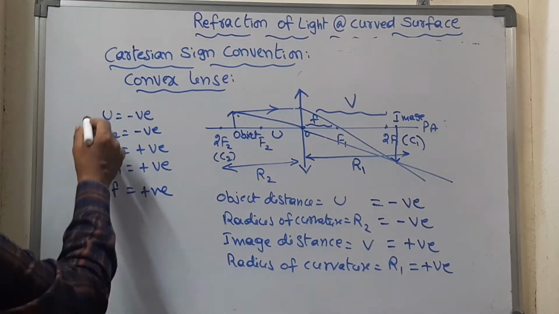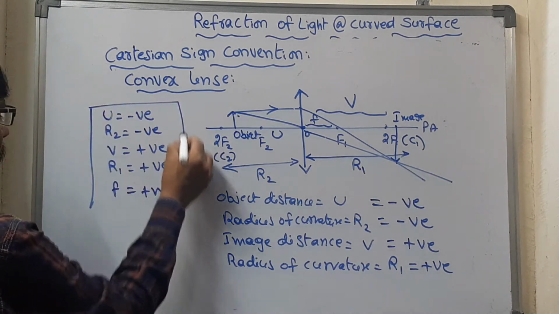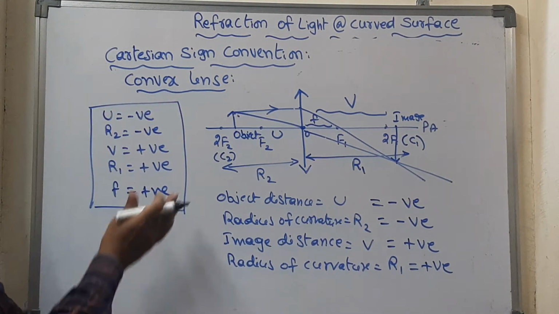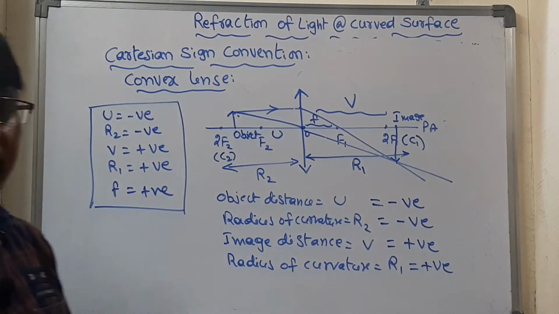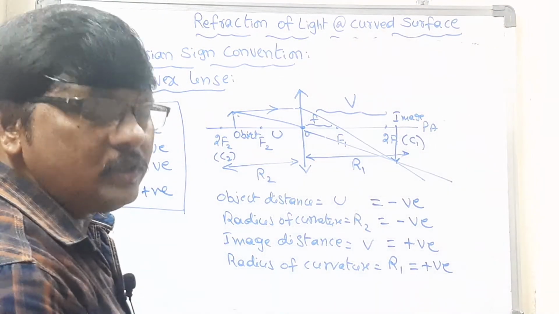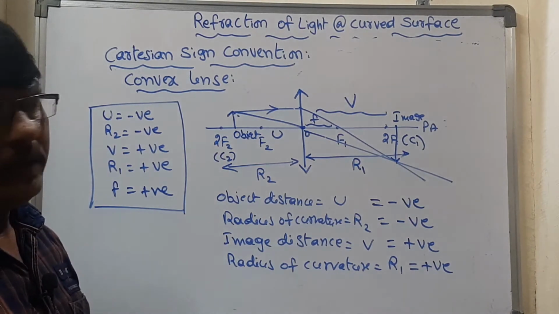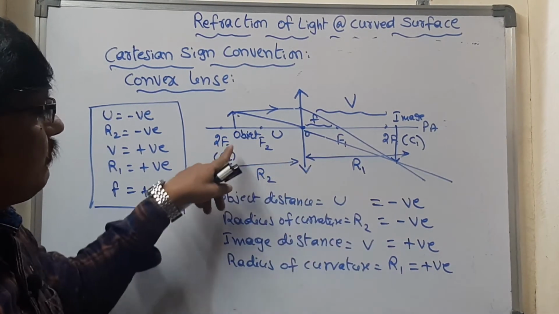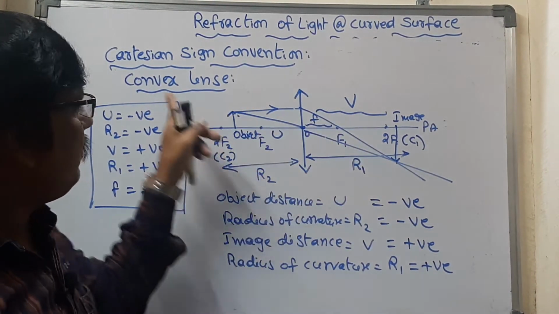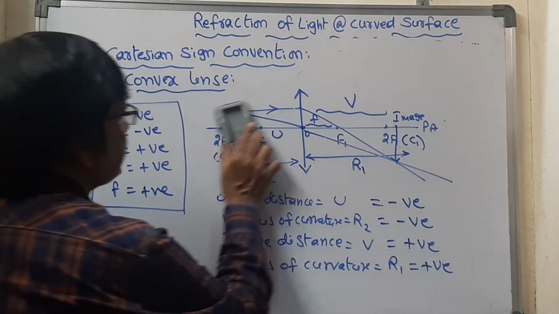No need to memorize this, only keep in mind which side is the left side. The values on the left side we consider as negative, and the right side we consider as positive. Got it? Very clear, very simple. Left side negative, right side positive. Now let us apply this to a concave lens.